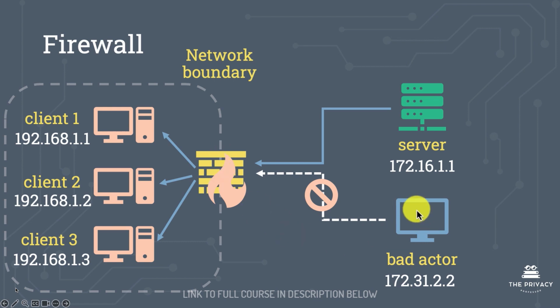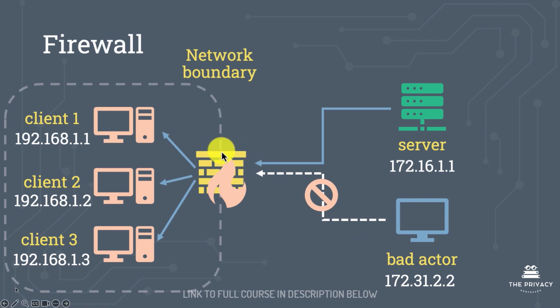Now, let's say we have a bad actor. So just look at these 2 IP addresses for a second. The firewall is configured to allow data from this IP address. However, this bad actor, for example, is a known bad actor.